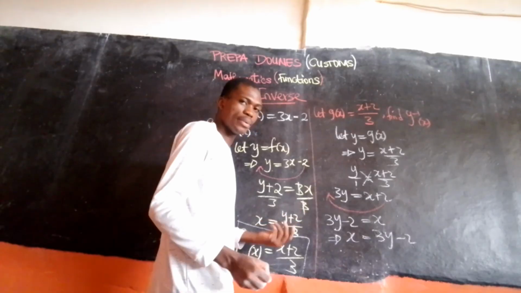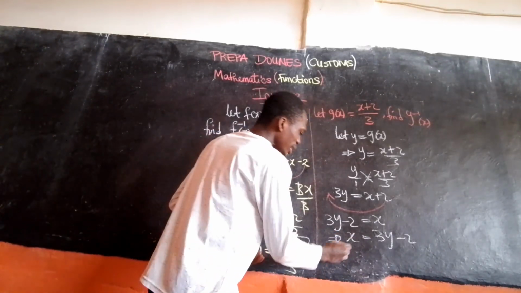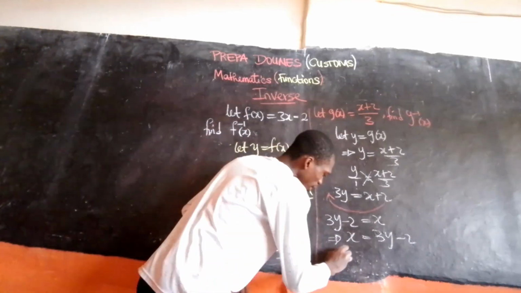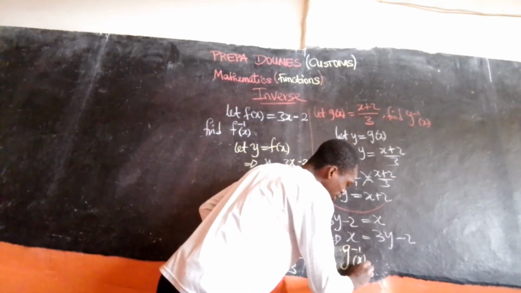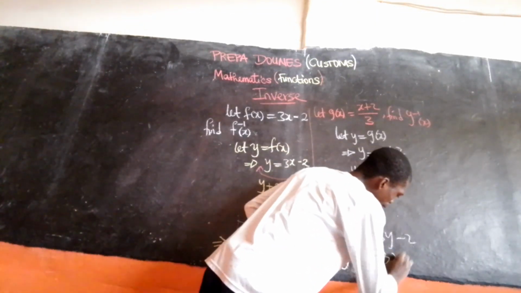Now, the third step is to do what? I replace here the inverse. So I have that, working with the function g, g inverse of x will be equal to 3x minus 2.